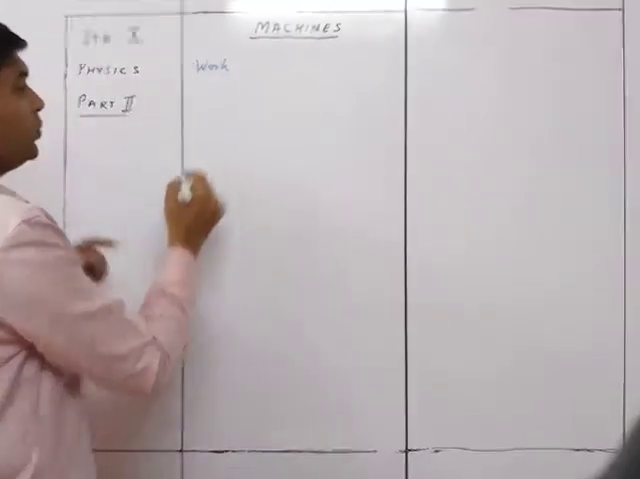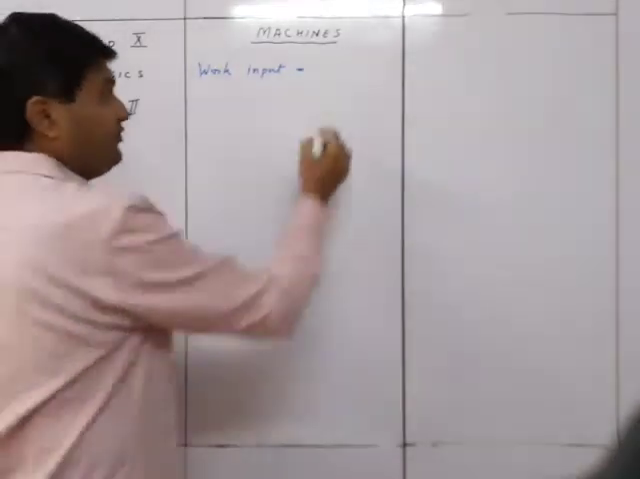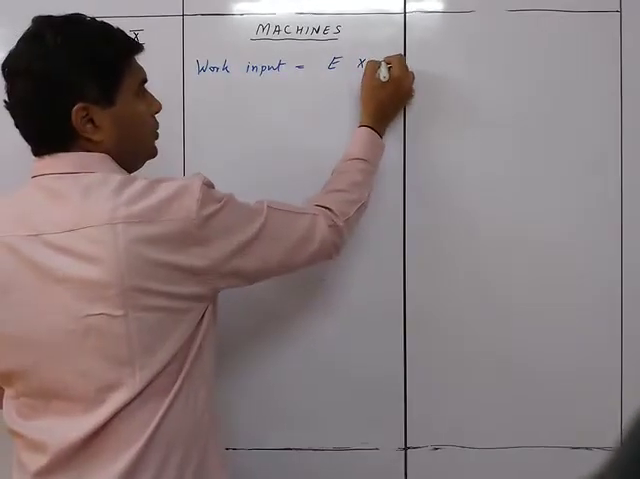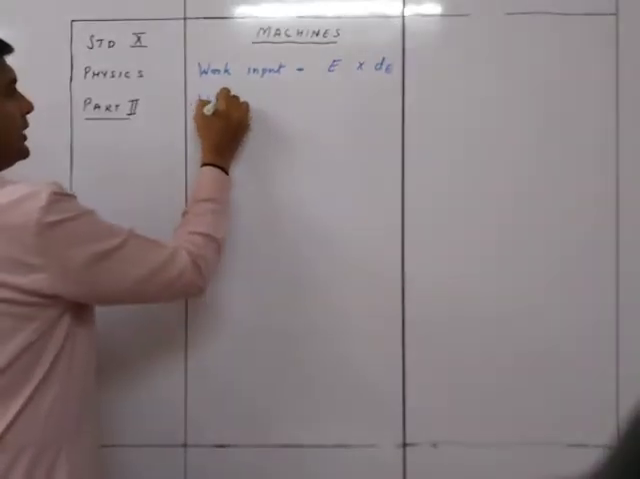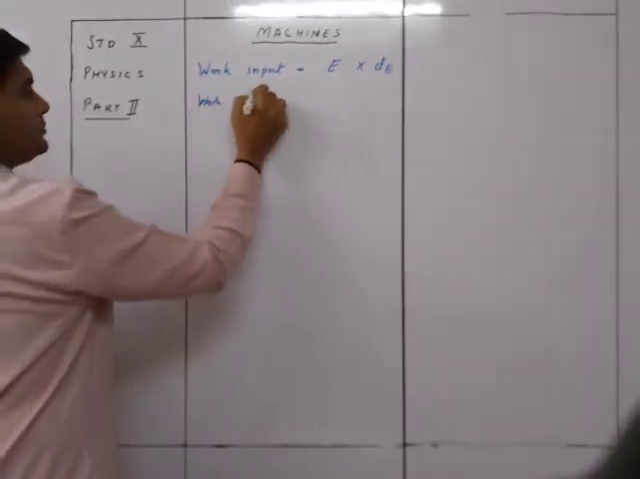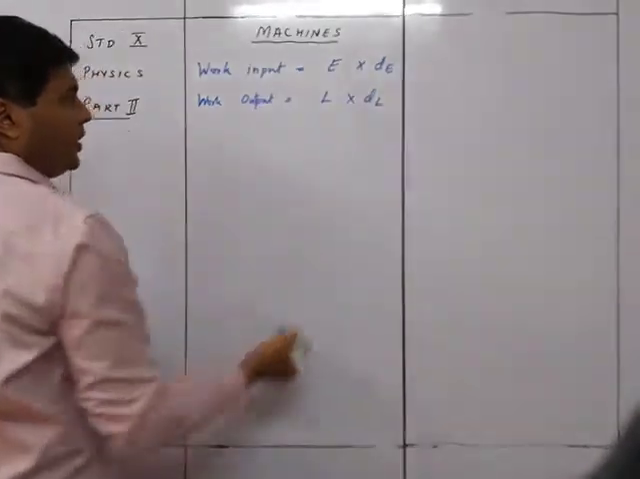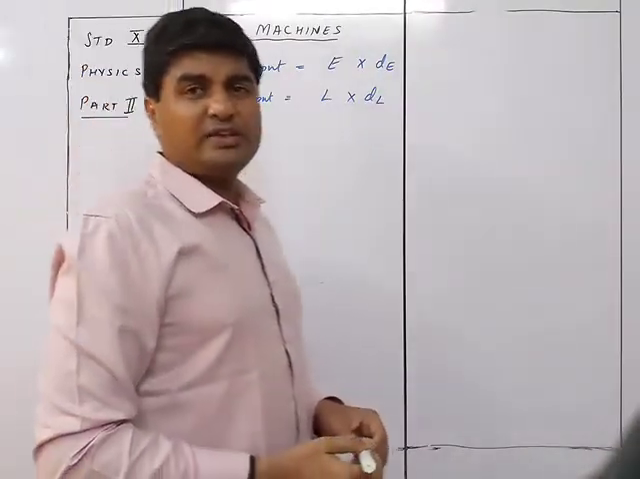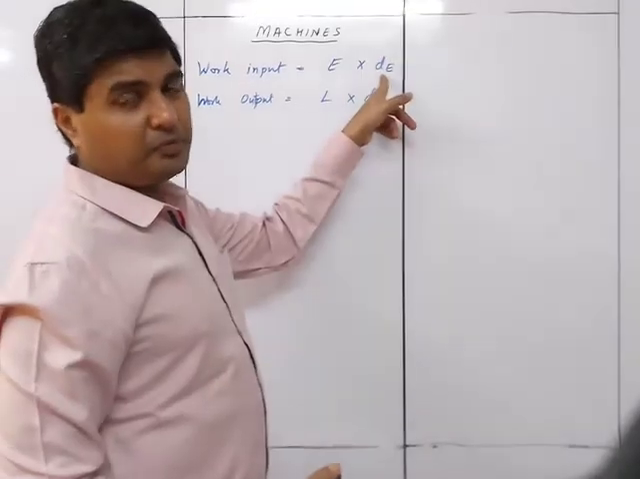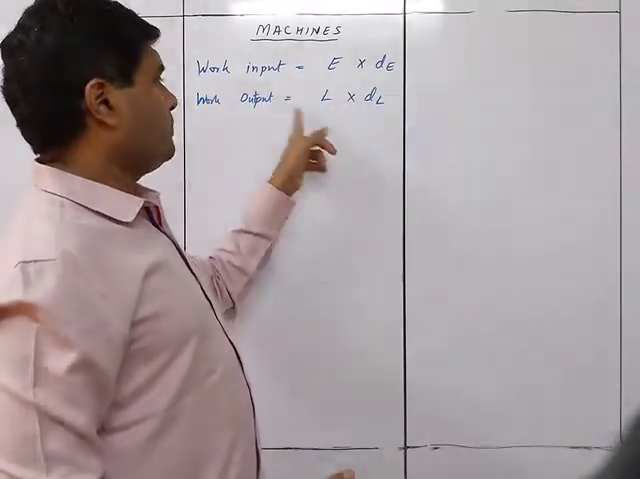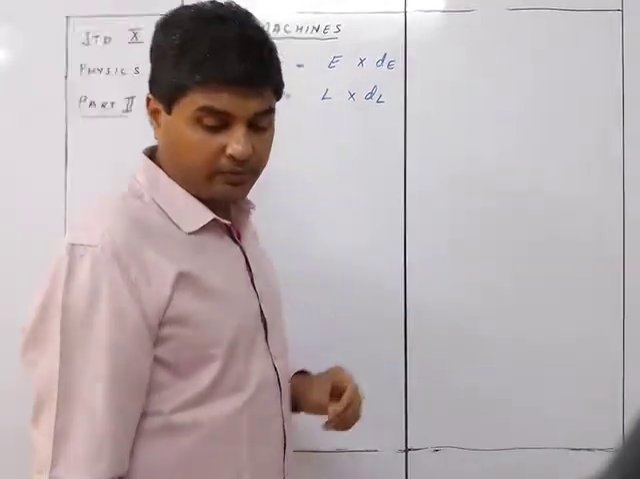So we see over here that work input is equals to effort into displacement of the effort. Work output is equals to load into displacement of the load, because work is force into displacement. So force is the effort and the displacement is of the effort, or for output, the load is the force and displacement of the load is over here.